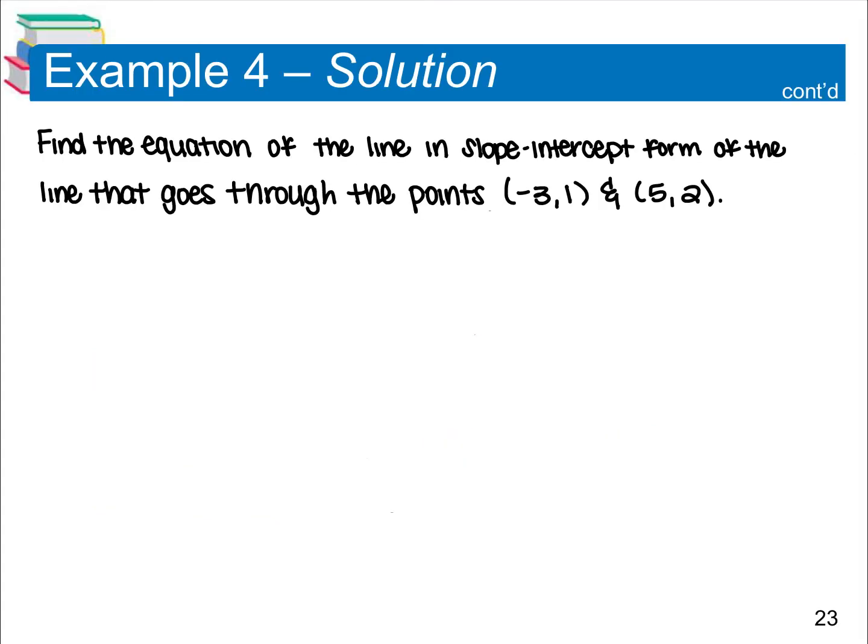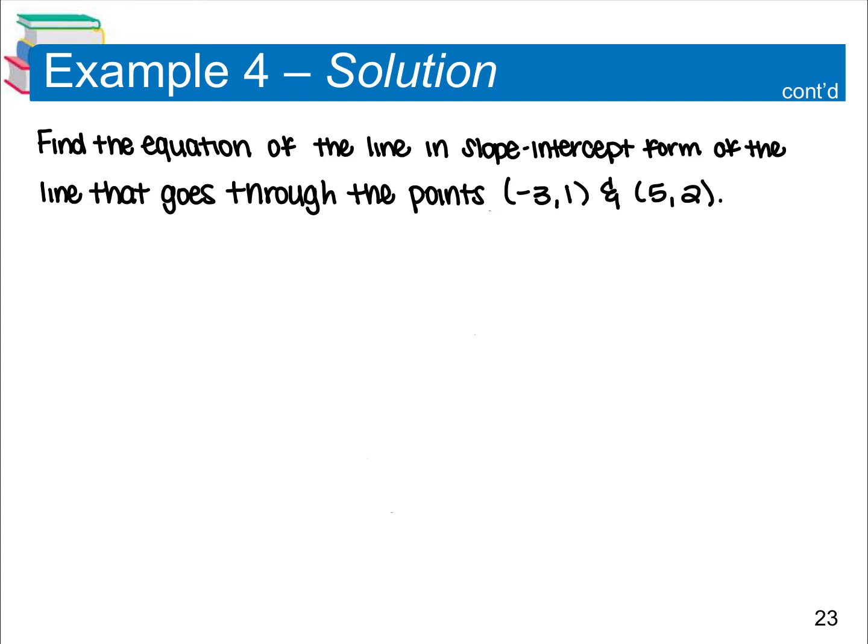For your next example, it tells you to find the equation of the line in slope-intercept form of the line that goes to the points negative 3, 1 and 5, 2. This does not give you your slope, nor does it give you your y-intercept. So if that's the case, you have to first find your slope, then use your slope and one of the original points that it gives you to put it into point-slope form. After putting it into point-slope form, you're going to solve that equation for y and put it into slope-intercept form.